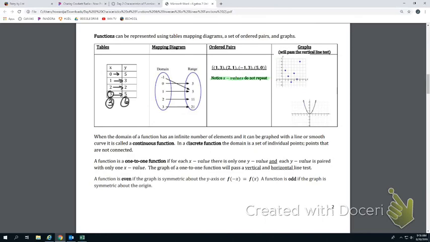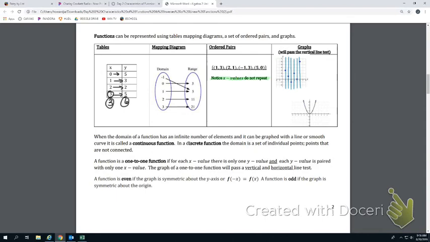So if I'm looking at a graph, what can I do to determine if it's a function or not? Can anybody read the words that's below the word graphs? We'll pass the vertical line test. There you go. If you don't remember the vertical line test, you just draw vertical lines. If it crosses through the graph more than once, any one vertical line, it's not a function.